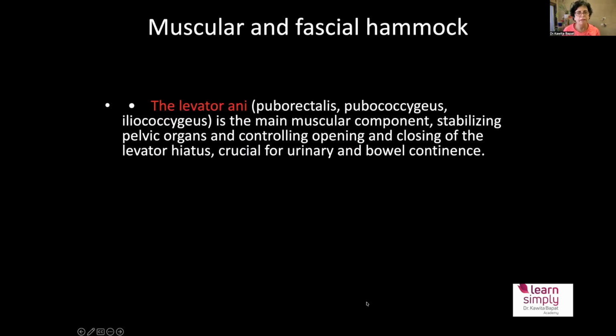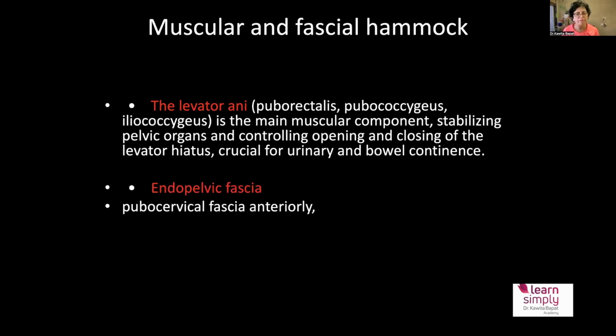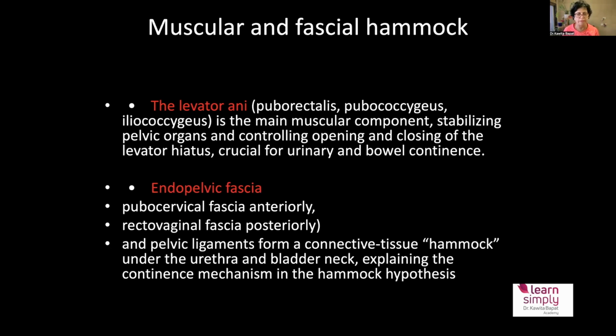In this muscular and fascial hammock, the levator ani, which is made up of three muscles, puborectalis, pubococcygeus, and iliococcygeus, is the main muscular component, stabilizing the pelvic organs and controlling the opening and closing of the levator hiatus, crucial for urinary and bowel continence. Endopelvic fascia, the pubocervical fascia anteriorly and rectovaginal fascia posteriorly, and the pelvic ligaments form a connective tissue hammock under the urethra and the bladder neck, explaining the continence mechanism in the hammock hypothesis.